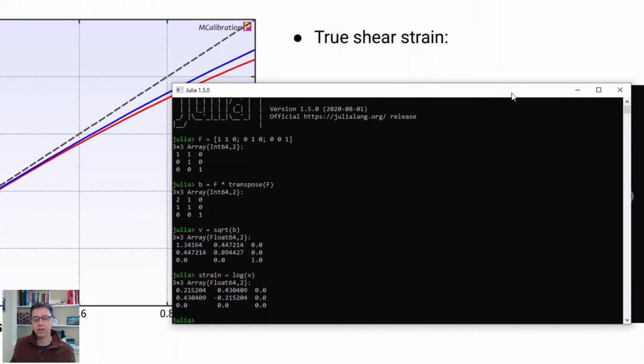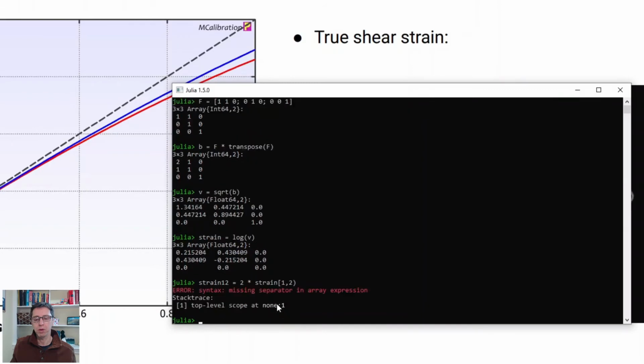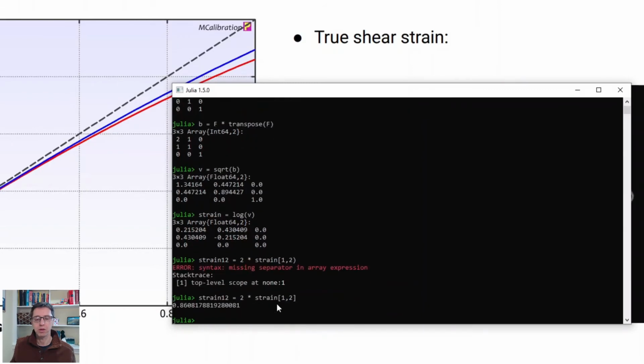The engineering shear strain, which is what the strain values that Abaqus and ANSYS compute, is twice the shear value that you get from this equation. So strain 1, 2 would equal 2 times the 1, 2 component here. So like that, 0.86 is the true strain when you have a gamma value of 1. And you can calculate it just like I did here.